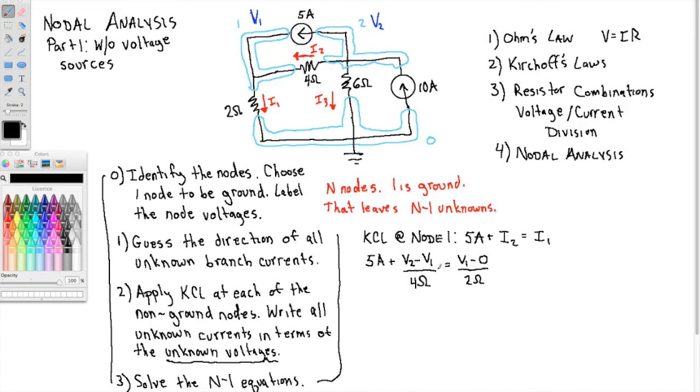Now we're going to end up solving this equation. It might benefit us a little bit to simplify this. If I multiply the entire equation by 4 ohms, then I get 20 volts plus V2 minus V1 equals 2V1. And if I move the unknowns to the right, I've got 20 volts equals 3V1 minus V2.